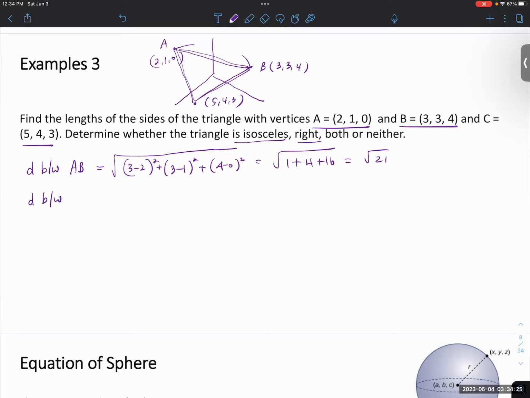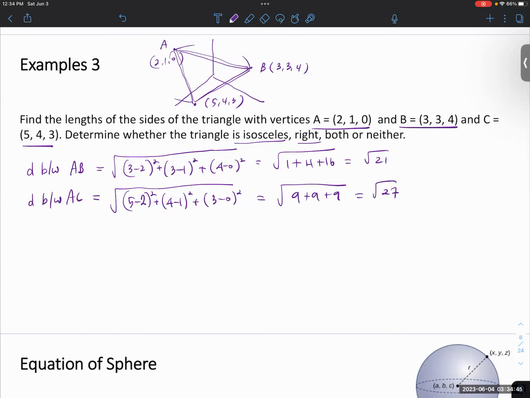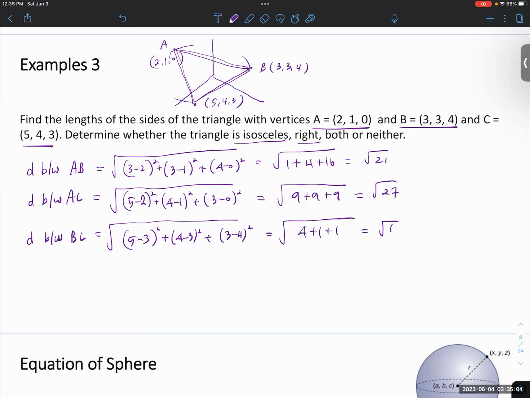And then the distance between A and C. So that would be 5 minus 2 squared, 4 minus 1 squared, 3 minus 0 squared. We have 9, 9, 9, and that would be 27. That's the distance between A and C. Last one, the distance between B and C, because we have 3 sides. So B and C will be 5 minus 3 squared, 4 minus 3 squared, and 3 minus 4 squared. So if you calculate it, 1 plus 1 plus 1, we have radical 3.